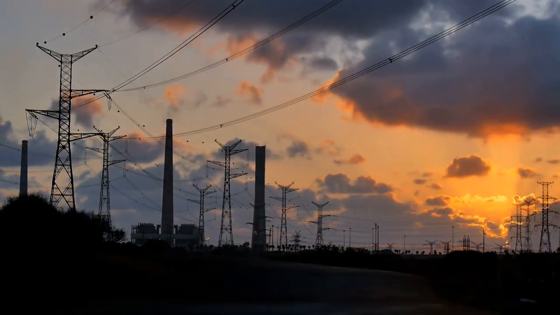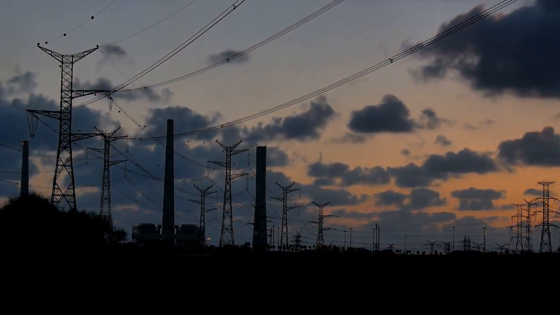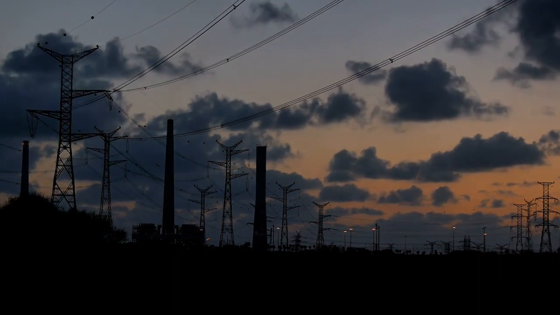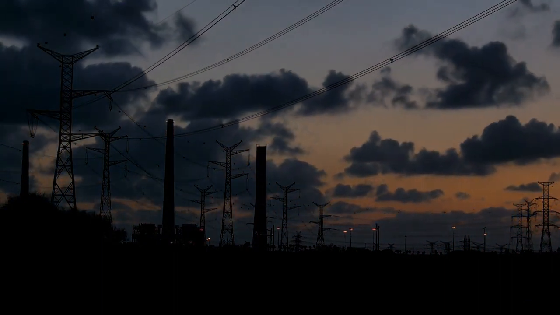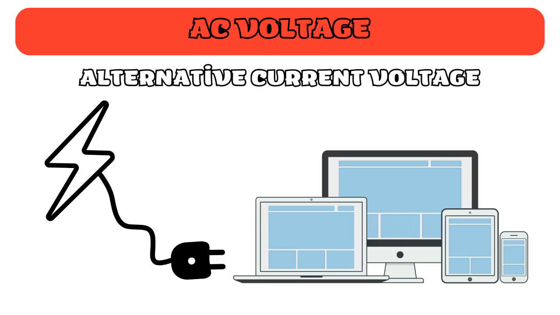The voltage in an AC circuit is produced by an AC generator, such as a power plant or an alternator. It is then transmitted to our homes and businesses through power lines, where it is distributed to outlets and appliances. One of the advantages of AC voltage is that it can be easily stepped up or down using transformers, allowing it to be transmitted over long distances with less energy loss. Another advantage is that it is generally safer than DC voltage, as it tends to cause less harm to the human body in the event of electrical shock. In summary, AC voltage is a type of electrical voltage that changes direction periodically and is used to power many electrical devices and appliances in our daily lives.